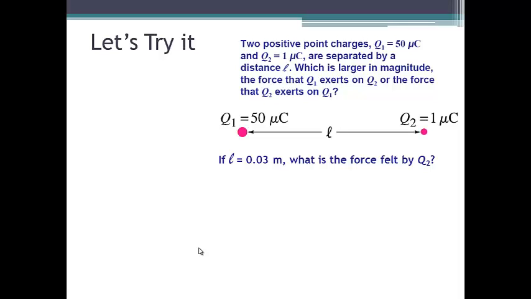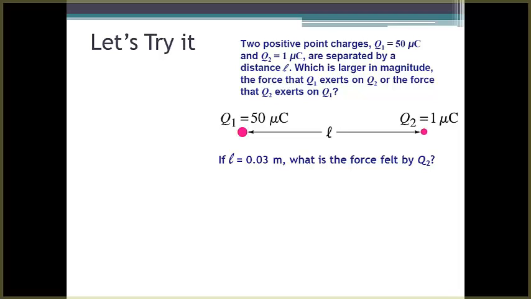So we have two positive point charges: Q1, a 50 microcoulomb charge to the left, and Q2, a 1 microcoulomb charge on the right, and they have a certain distance of 0.03 meters. Since both charges are positive, we know that they're going to experience a repelling force. What I want to know is what is that force that's felt on these two charges.